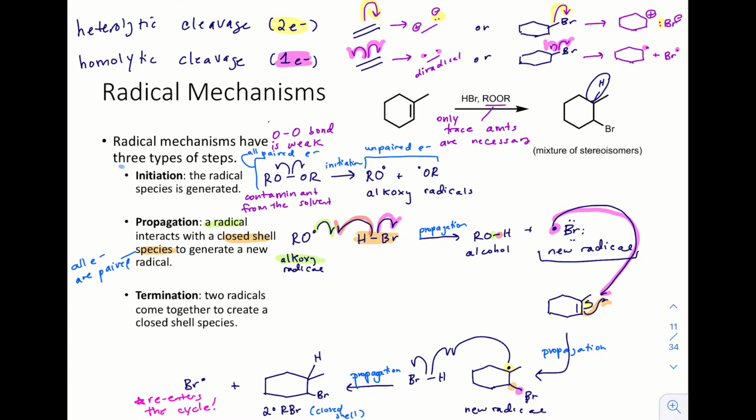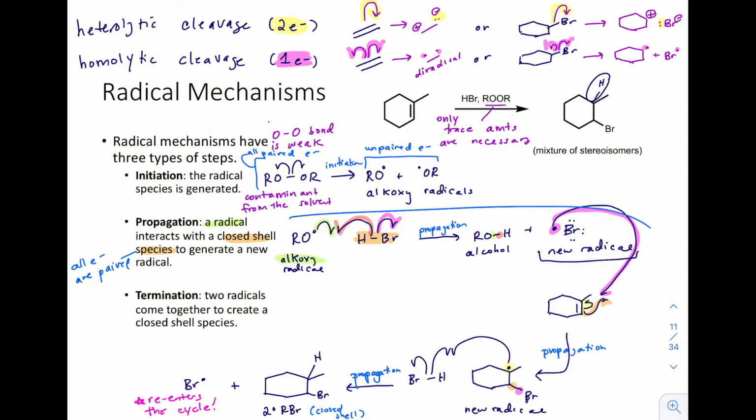To recap, initiation generates the radical species. In the case of this reaction, initiation occurred when the oxygen-oxygen bond of the peroxide contaminant cleaved homolytically to generate alkoxy radicals. The alkoxy radicals could abstract a hydrogen from HBr. That is the name of this particular propagation step. Yes, they have names. I will try to spare you that.